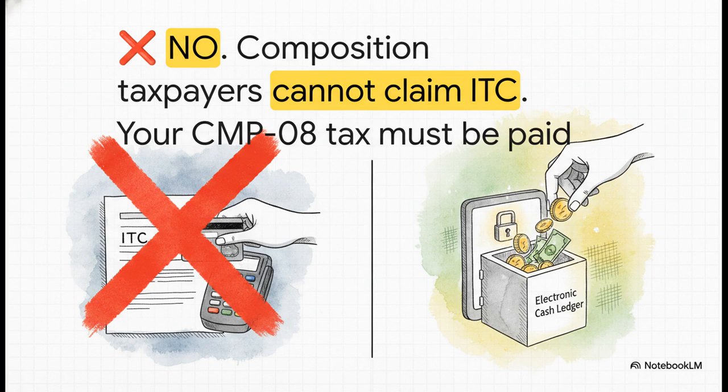This is one of the main trade-offs of the composition scheme. You get that simple, flat tax rate, but you give up the ability to claim input tax credit. That means every rupee of tax you owe on this form has to be paid in cash, straight from your electronic cash ledger on the portal.